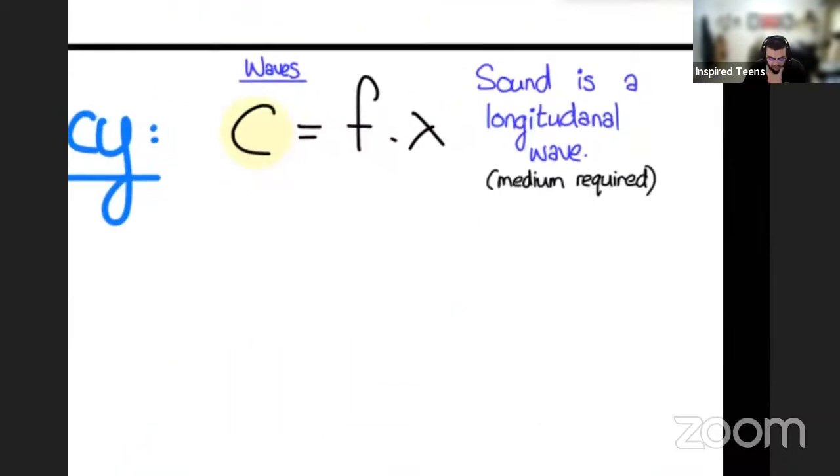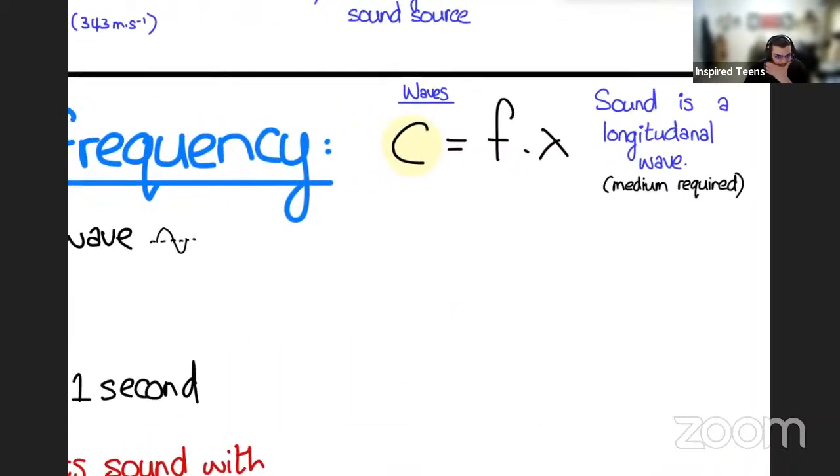Then let's have a look at this formula. This is a general waves formula. In this section, C is equal to F times lambda. We're going to use C as a speed. Sometimes it's the speed of a wave. Now, remember, you get light waves and you get sound waves. Are there any other waves we deal with specifically in matric? I don't think so.